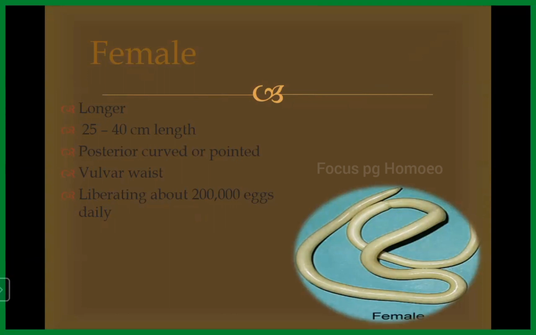In the female worm, the posterior end is pointed and it has a vulvar waist, which means a groove is seen at the vulvar opening, known as the vulvar waist. In this picture, we can see the vulvar waist. The female worm liberates about 2 lakh eggs per day.